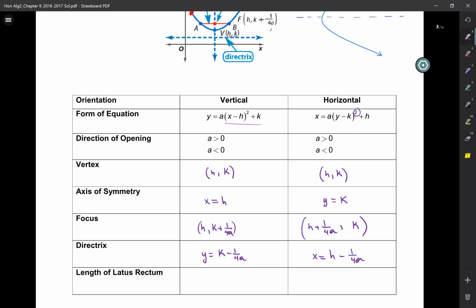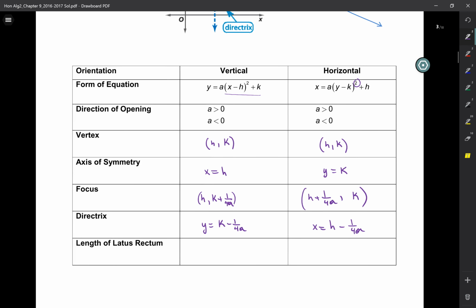Again, I don't want you to memorize any of this stuff. I just want you to be able to reason through them. And the length of the latus rectum is 1 over a in both cases, in absolute value.